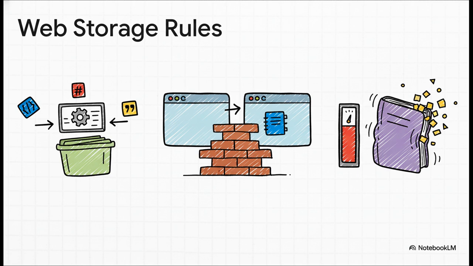The classic fix here is to use JSON.stringify before you save an object and JSON.parse when you get it back. Rule 2. It's domain-specific. Data you save on website A.com can't be touched by website B.com. This is a huge security feature. And third, there's a size limit, usually around 5 megabytes. It's pretty generous, but it's not infinite, so you can't just go crazy with it.